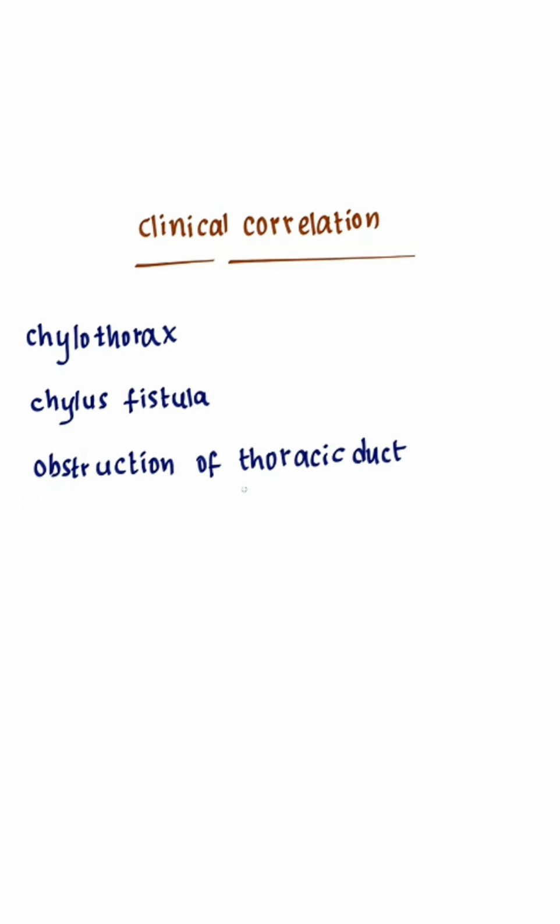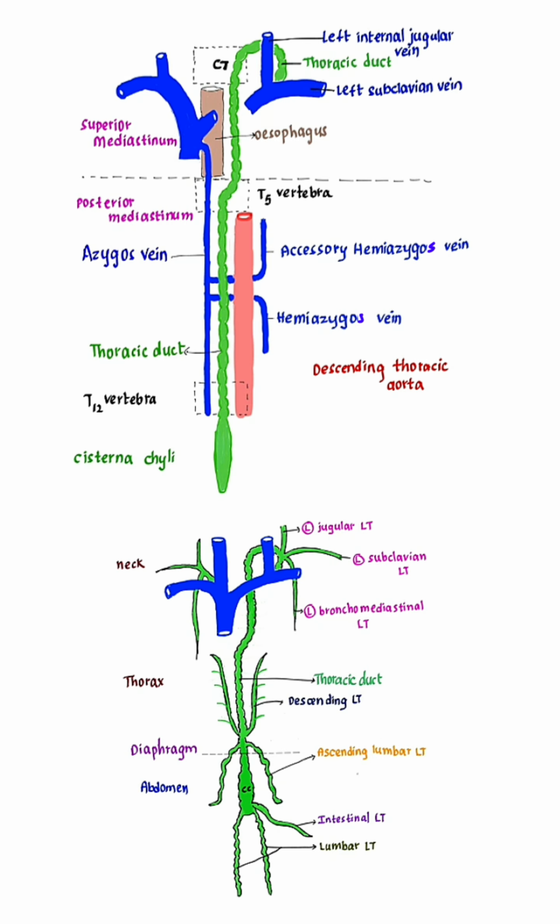Obstruction of thoracic duct. Thoracic duct may be obstructed by filarial infection, leading to chyluria, chylothorax, chyloperitoneum, chylocele. Let us now revise thoracic duct.